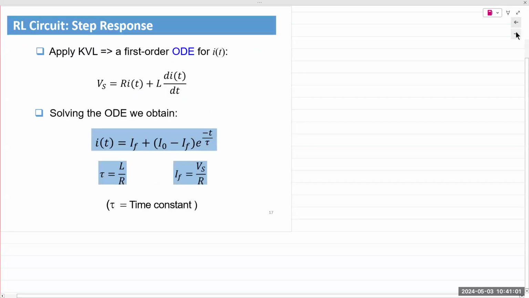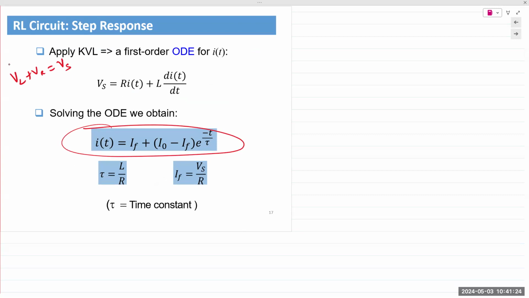All right. So apply KVL, still the same thing. VL plus VR should equal some value. Because there is a source present in the circuit, it's not 0, it's equal to Vs. You get a first order equation, you solve that, and you obtain I of t is equal to IF plus (I0 minus IF) times the exponential. Now we have an extra quantity in there. Previously, we only had the initial current, I0. Now we also have to account for the final value.